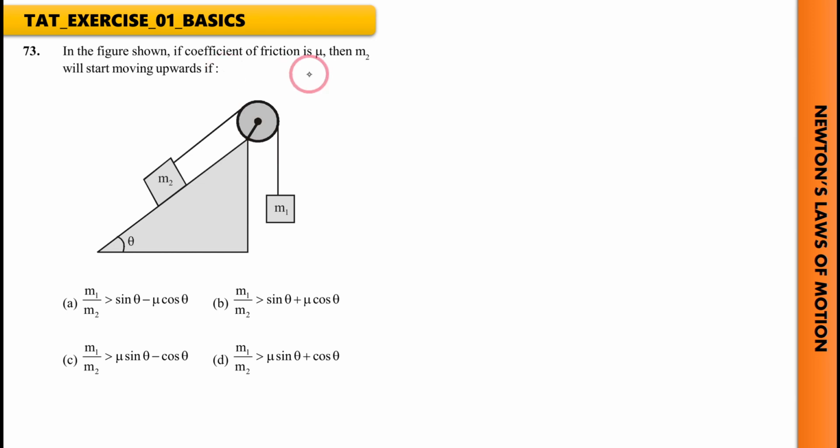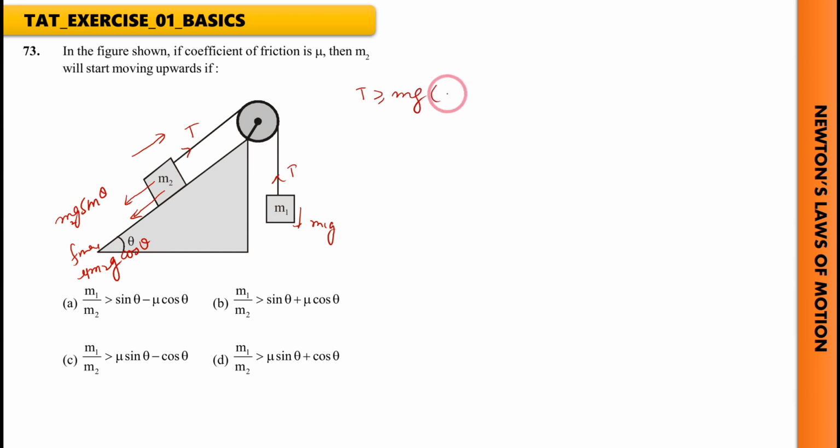Now in this question, under what condition M2 will start moving upward? Okay, so when it tries to move upward, maximum friction will be acting backward on this, which is mu m2g cos theta. At the same time m2g sin theta is also acting. Here is the tension T, here is the tension T, and here downward m1g is acting. Okay, now in order to move, T must be greater than or equal to m2g sin theta plus mu cos theta. So looking at the equation, B seems to be the answer.